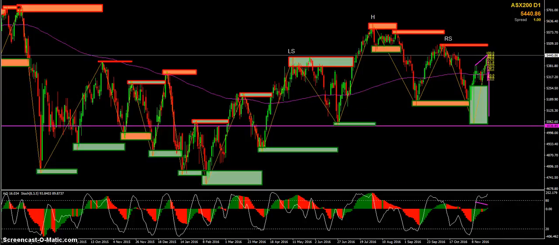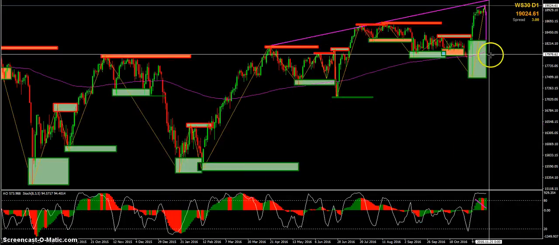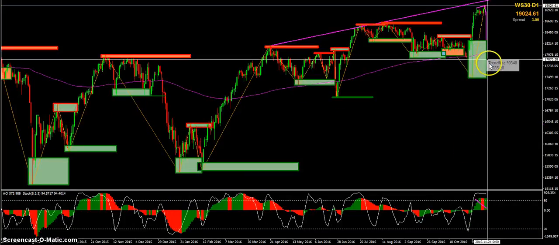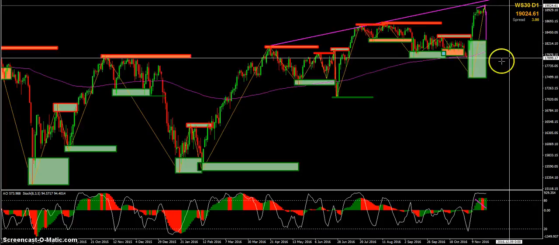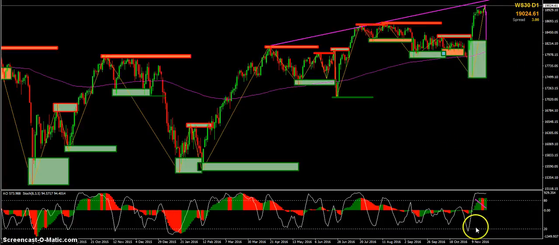So really, on the US dollar, you'd probably want to see it close a few daily candles below here before it really showed a lot of weakness on the downside. So that's a couple of trades we're looking at the moment.